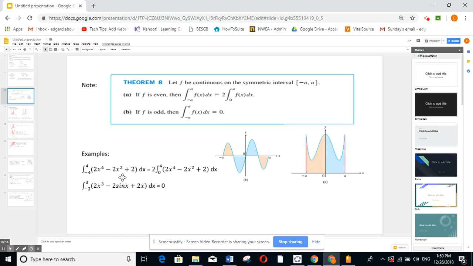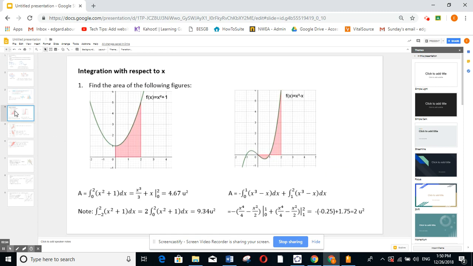Let us take that example. As you can see, that example is even. So instead of finding from minus 4 till 4, I can say from 0 till 4, but double. Here x cubed is odd, sine x, we know sine of minus x is minus sine x, is odd, 2x is odd. So from minus 3 till 3, no need to do any calculation, it is 0.